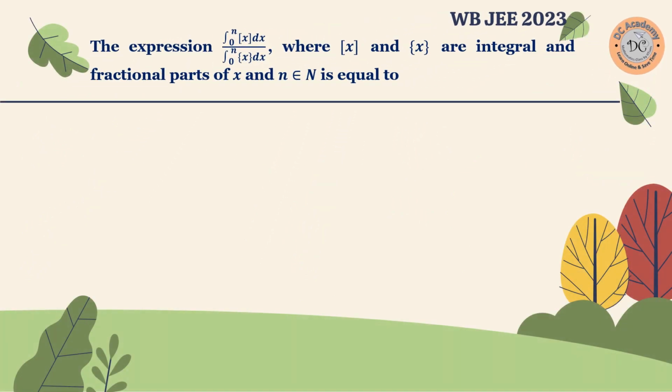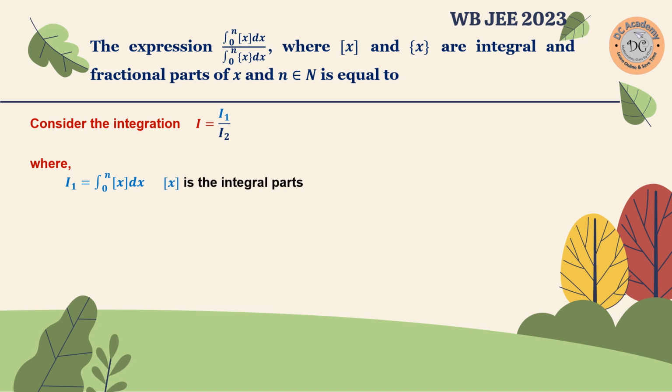So first, consider the integration I in the form of I1 divided by I2, where I1 is the integration in the numerator and I2 is the integration in the denominator, where the curly bracket x is the fractional part and obviously the square bracket x is the integral part. So again, that's it. Now let's go ahead. Now we have to find these two integrations separately, right? And then we have to divide them. That's a basic approach for it.